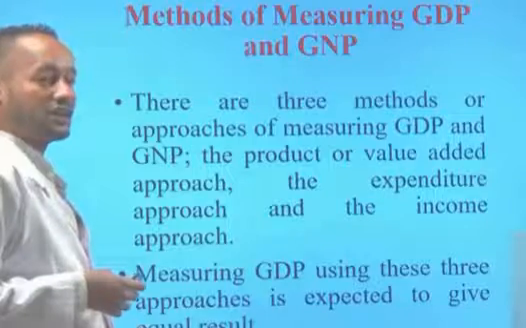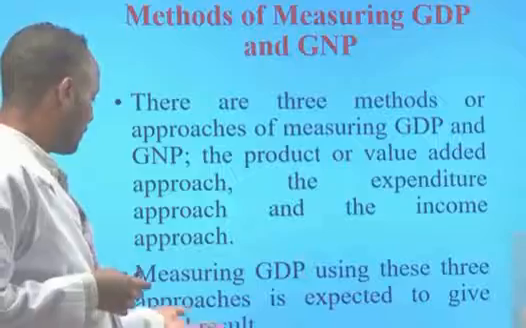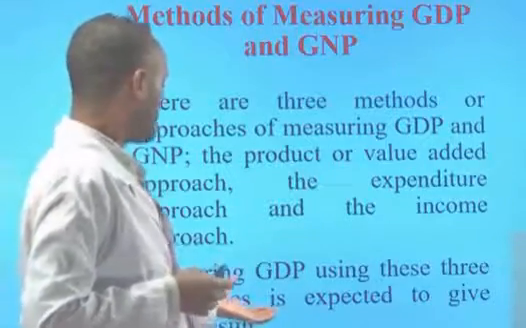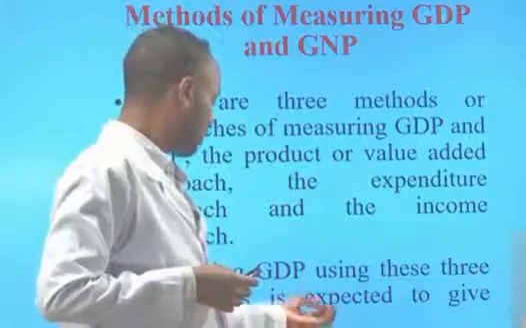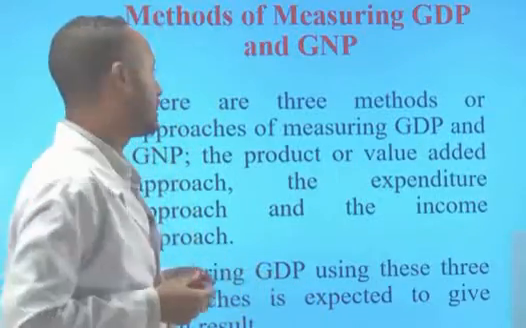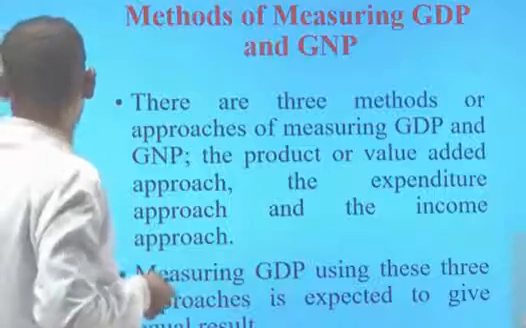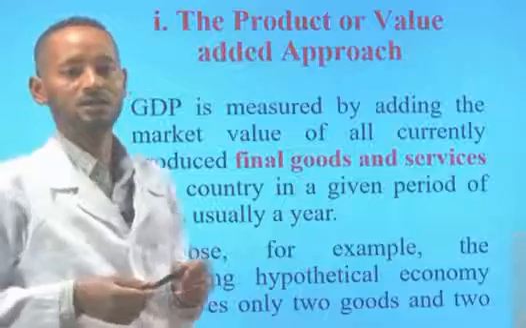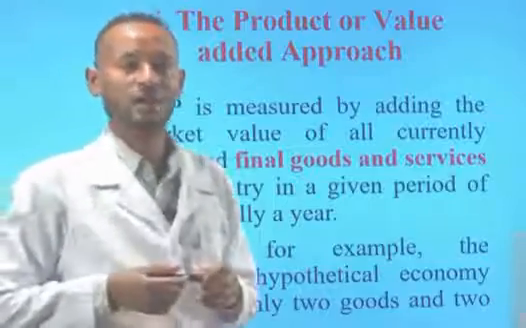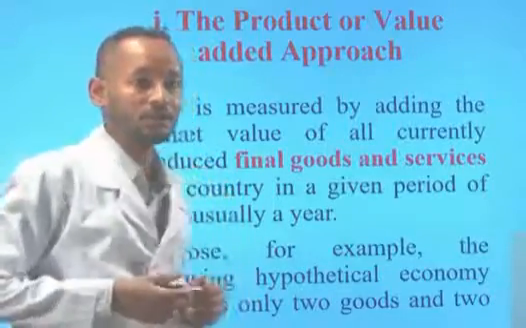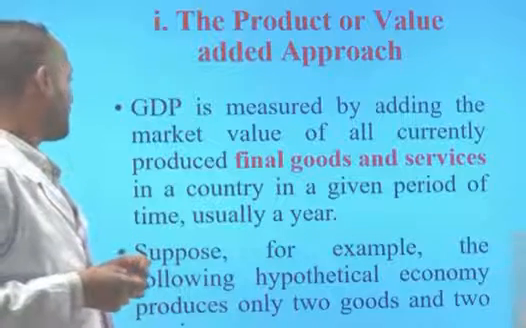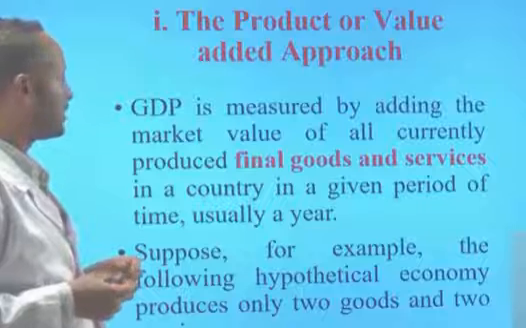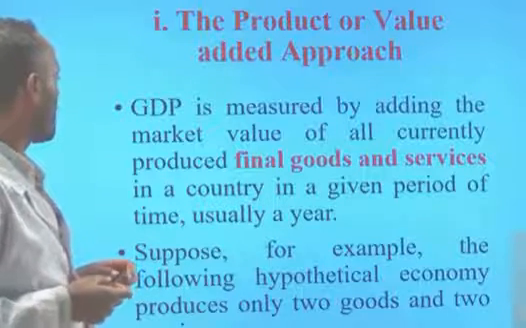All the national incomes earned are expected to be equal to all the expenses made in an economy, and all the expenses made in an economy are expected to be equal to all the outputs produced in an economy. Now let's see these approaches of measuring GDP one by one. Let's start with the product or the value added approach of measuring GDP. GDP is measured by adding the market value of all currently produced final goods and services in a country in a given period of time, usually a year.